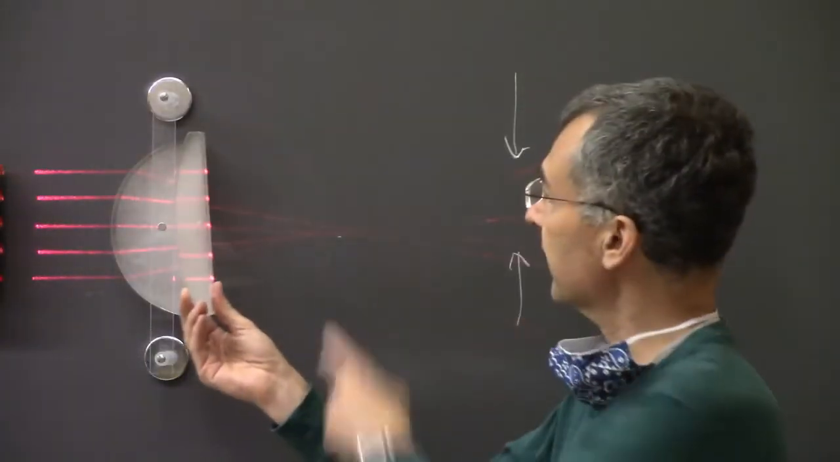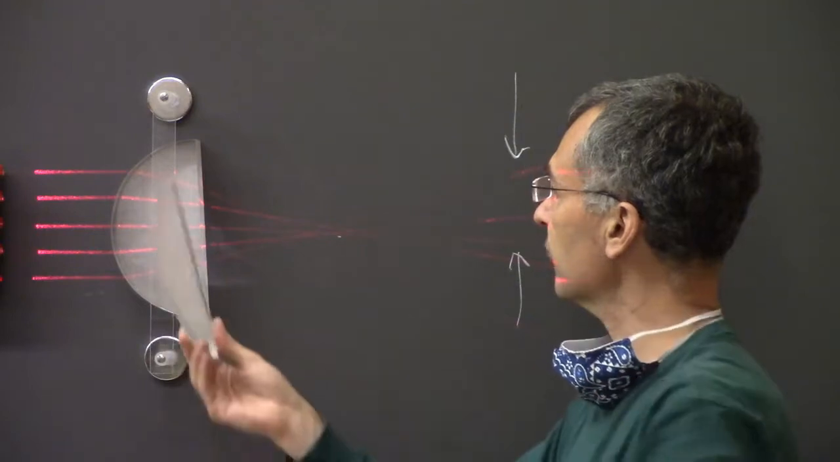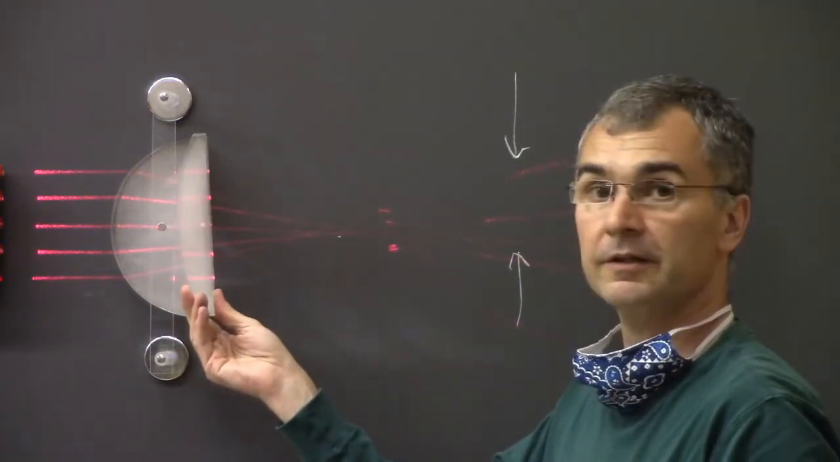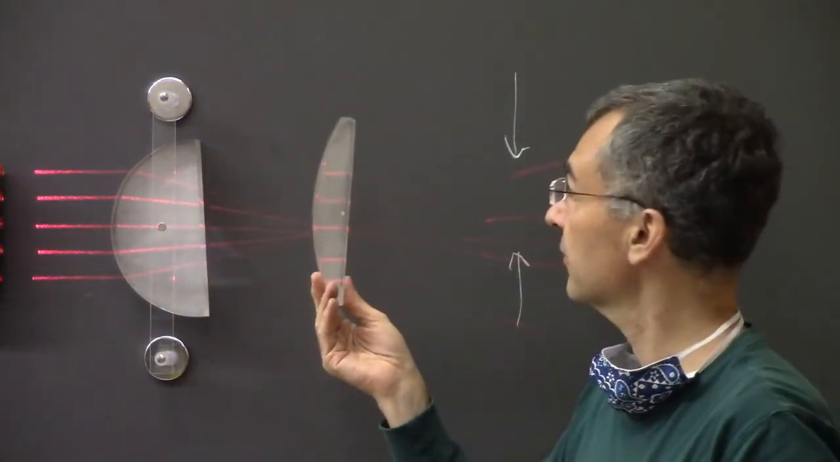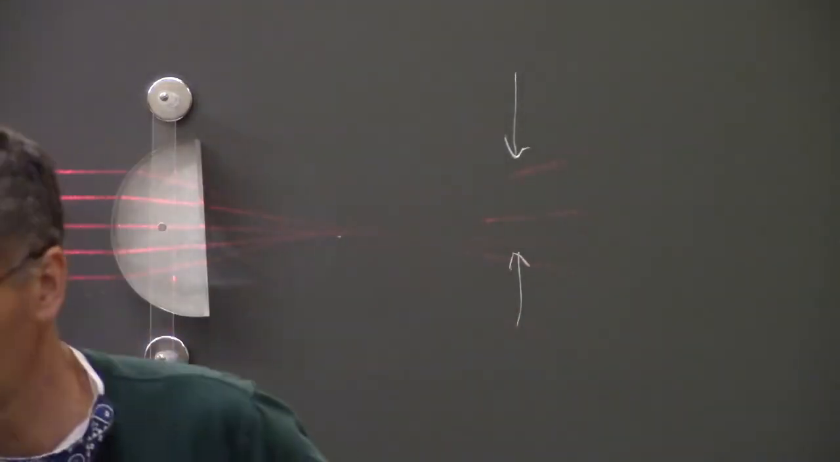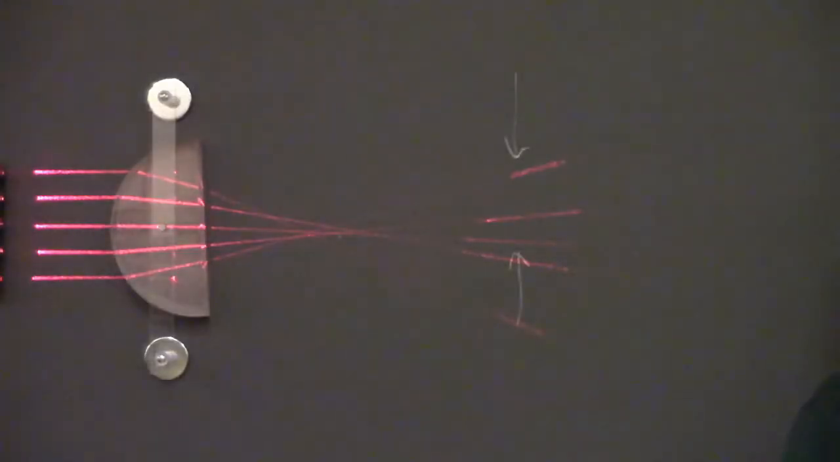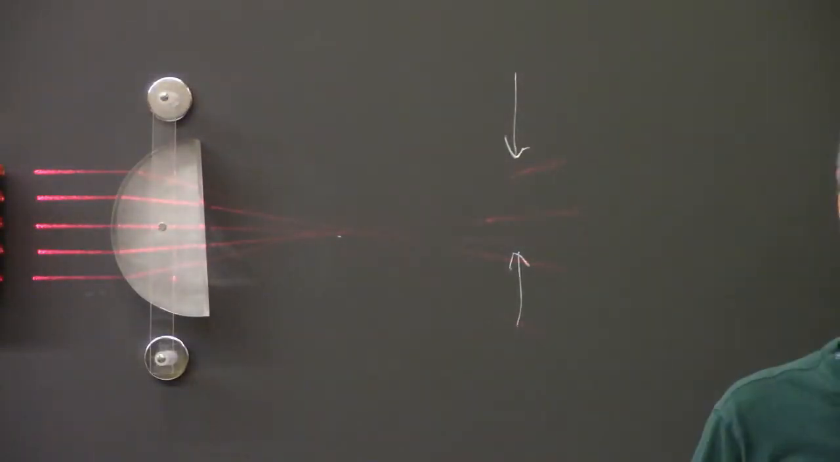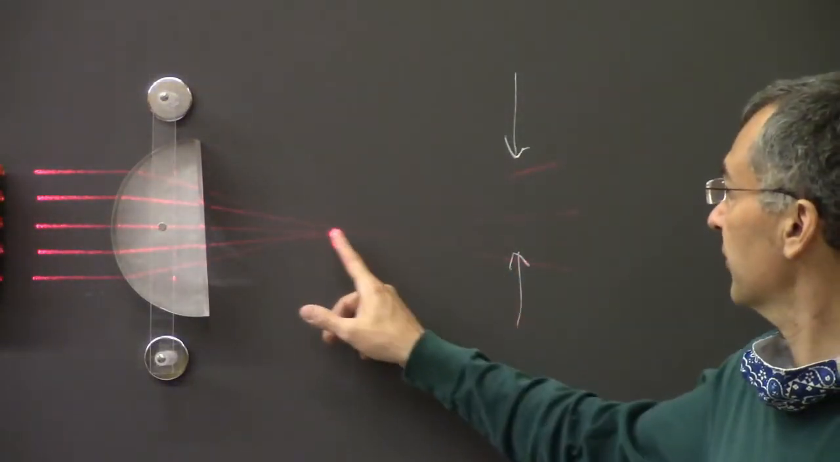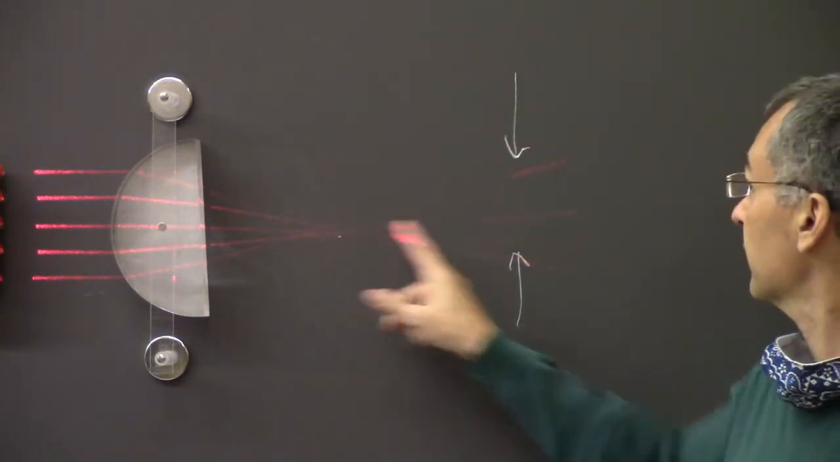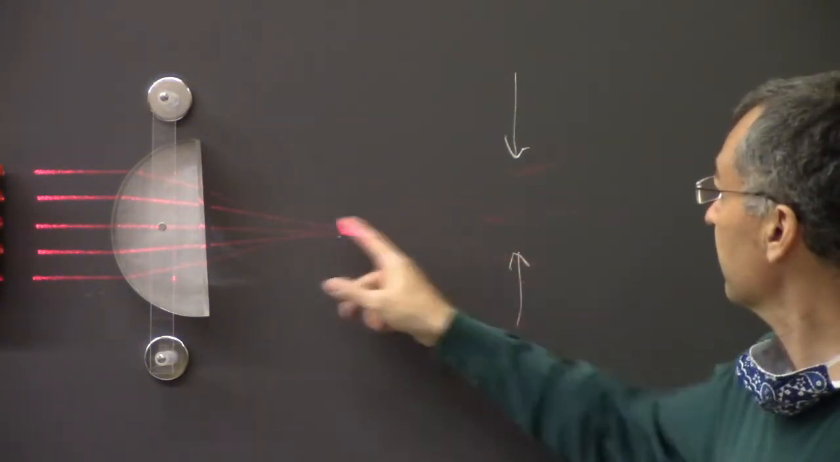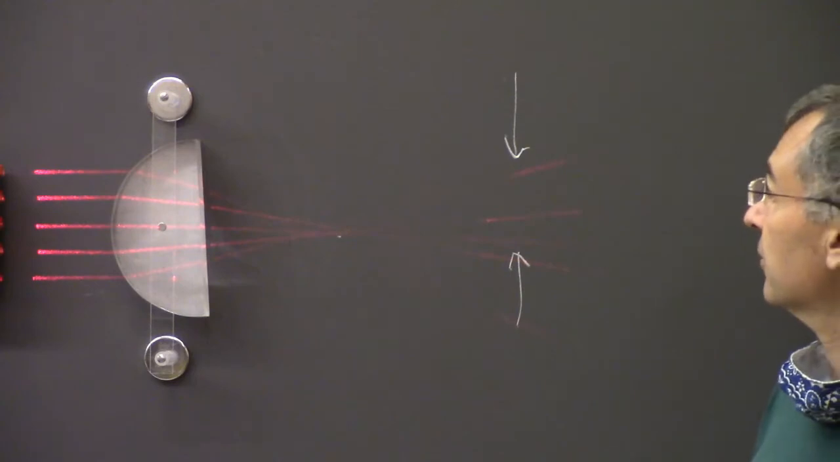You can see that this lens has a shorter focal length than this lens. So here we're bringing things to a focus right around here. So instead of way out here, the focus is in here. So it looks like about a factor of 2 or 3 smaller focal length.